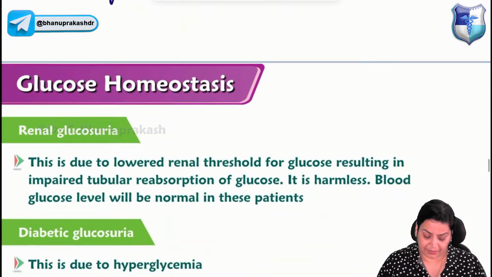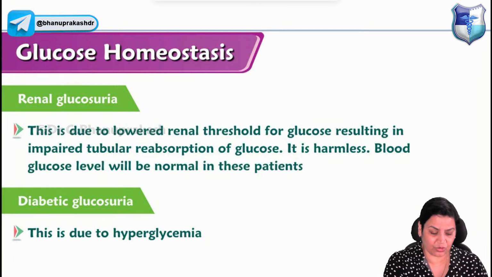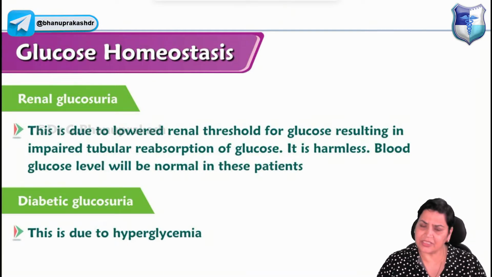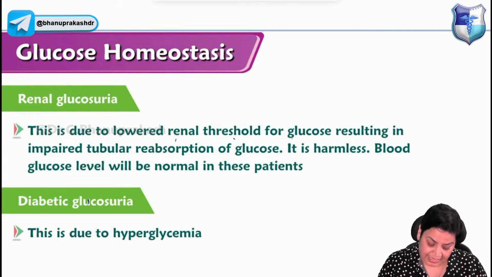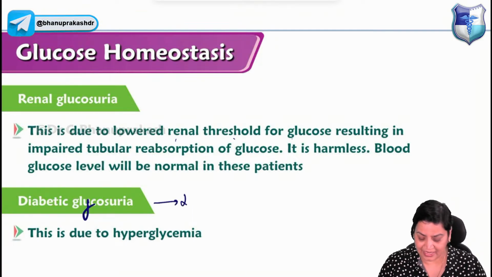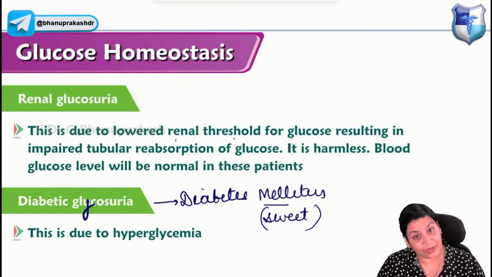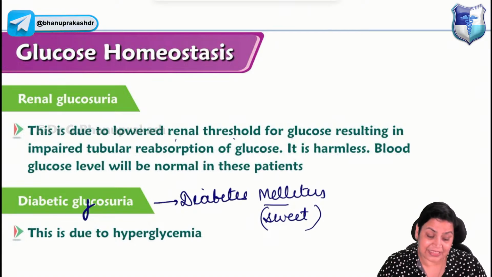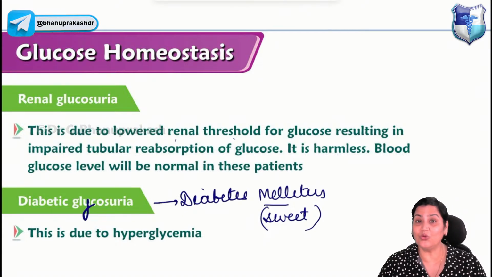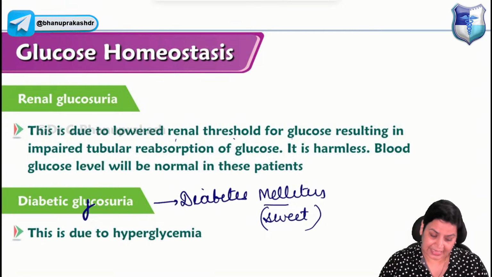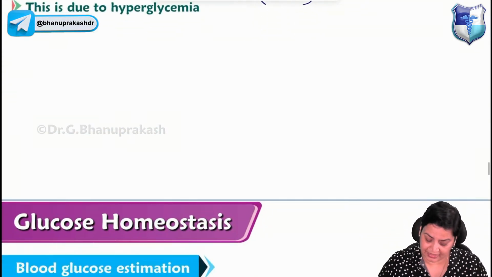Okay? Now suppose I talk about renal glycosuria, you can simply say that this is due to lower renal threshold resulting in impaired tubular reabsorption. It is harmless. So blood glucose level will be normal. But if we talk about diabetic glycosuria, this is none other than diabetes mellitus. Diabetes mellitus, as the word suggests, mellitus means sweet. So basically urine is sweet. Why is urine sweet? Because there is hyperglycemia, there is excretion of glucose in urine. Clear? This is diabetic glycosuria.